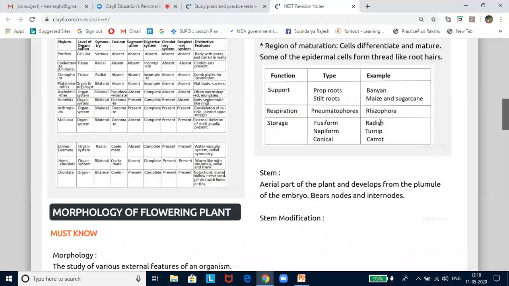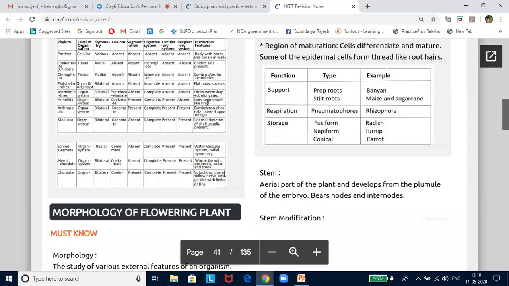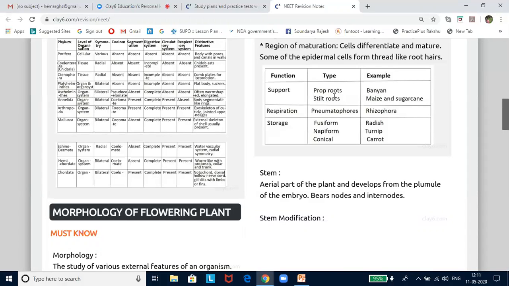modifications. Modifications are seen in root, stem and leaves. Now let us look into the root modifications. Root modifications you can read pages upon pages, but let us stick to NCERT and see. So the main function here is support. You will find two kinds of support roots. One is the prop root and another is the stilt root.